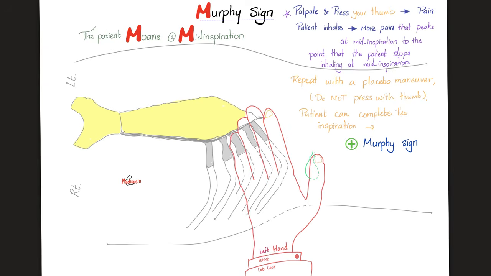Oh, it hurts! You can do it again with a different procedure, a placebo maneuver. Basically, without pressing your thumb, ask the patient to inhale. The patient will inhale. Yeah, there will be some pain and discomfort, but the patient will be able to continue and complete the inspiration. When both scenarios happen, this is a positive Murphy sign. A positive Murphy sign is when your patient moans and stops at mid-inspiration.